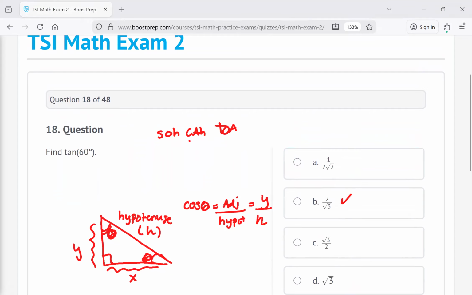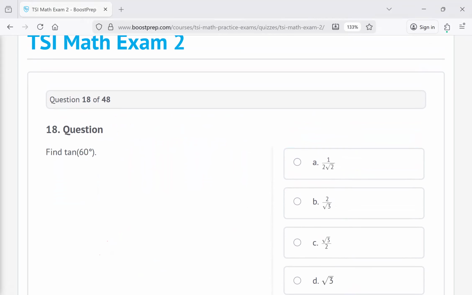Okay. This one finds tan theta, so you do need to know your unit circle a little bit. And this is a trig problem. Locate where 60 degrees is. It is right here. And what are the coordinates of a 60-degree angle?